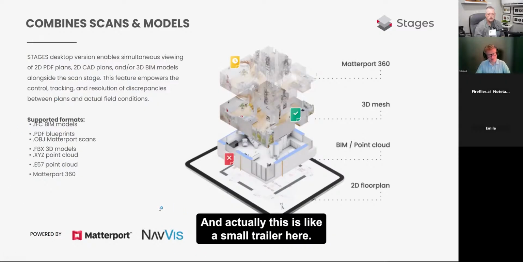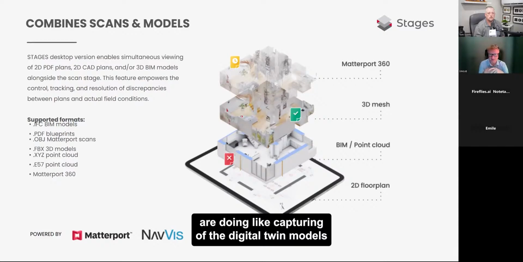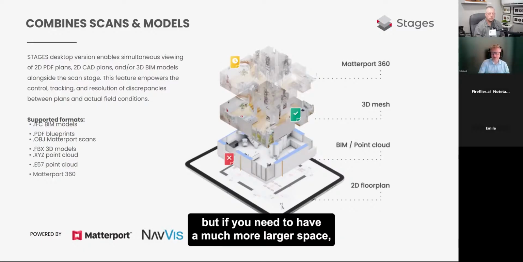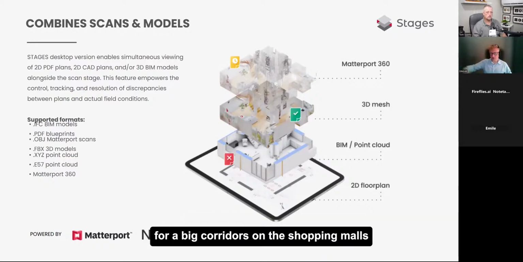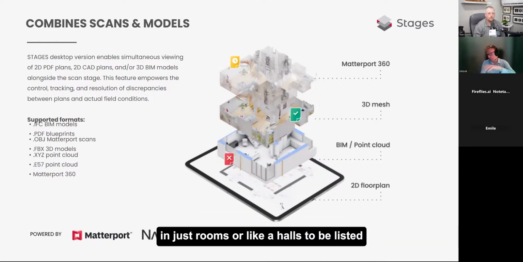And actually, this is like a small trailer here. We are also supporting Navis. Available in the next couple of days, you can even compare a Matterport digital twin model with a Navis digital twin model. Imagine that some of you are capturing digital twin models and spaces with Matterport, but if you need a much larger space, some of the customers are using Navis for big corridors in shopping malls or airports, while they use Matterport in just rooms or halls to be displayed in much better quality.